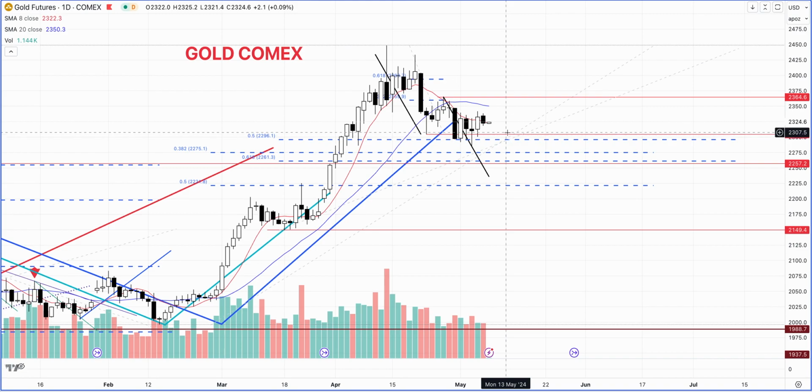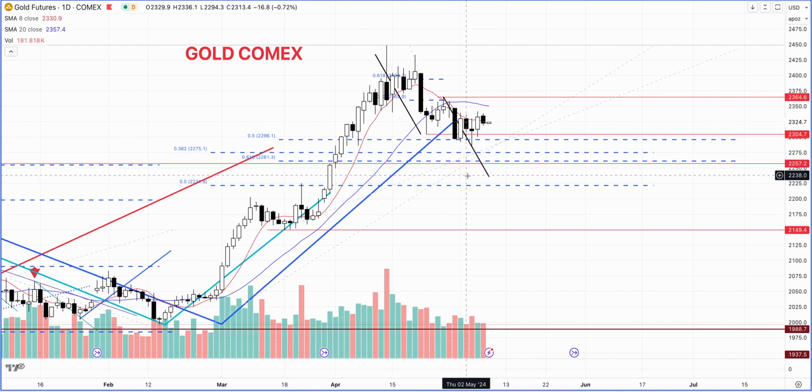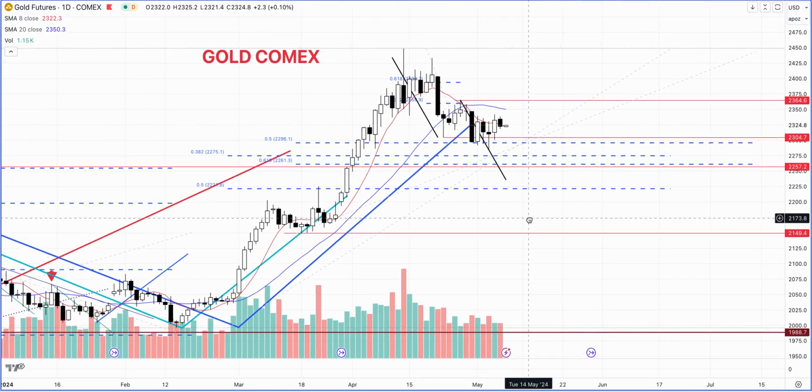Now, if we begin to improve on the momentum and the price begins to close above the 20-day moving average, which is this blue line, that's going to be very constructive for the price to move higher. Otherwise, this possibility of a one-to-one price projection ABCD taking us down to 2275 and maybe a little bit beyond that to 2235 is still a possibility which remains on the cards.